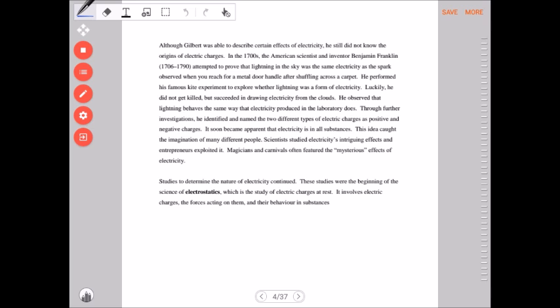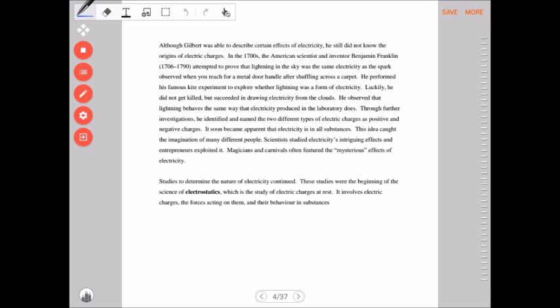This idea caught the imagination of many different people. Scientists studied electricity's intriguing effects, and entrepreneurs exploited it. Magicians and carnivals often featured the mysterious effects of electricity. Come see us. Woo! Awesome.